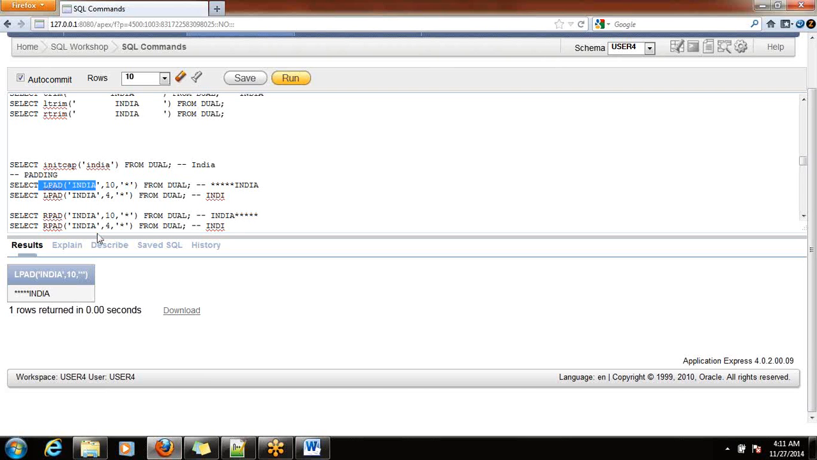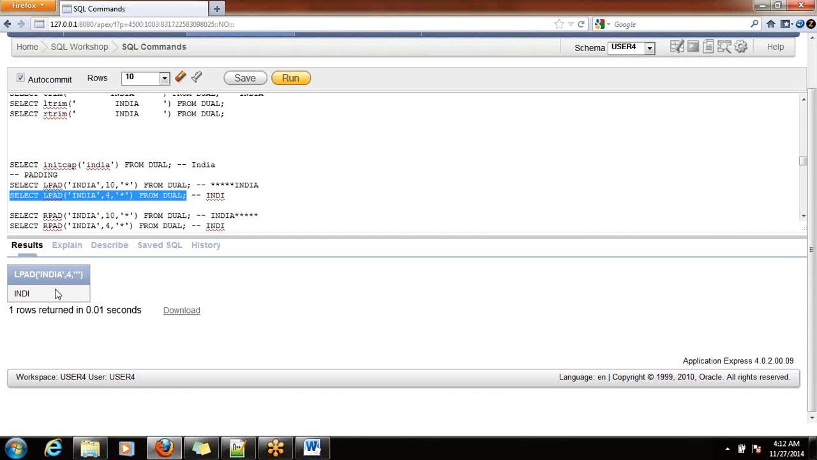Now with L pad, I deliberately give a second argument that is less than the number of characters in the first argument. The first argument has 5 characters, and I deliberately give 4 as the second argument. I want the result as 4 characters, so it will cut by one, padding the asterisk to the left side. Observe, it just gives INDI because it wants to give only 4 characters. And the star could not be padded because the result is giving only 4.